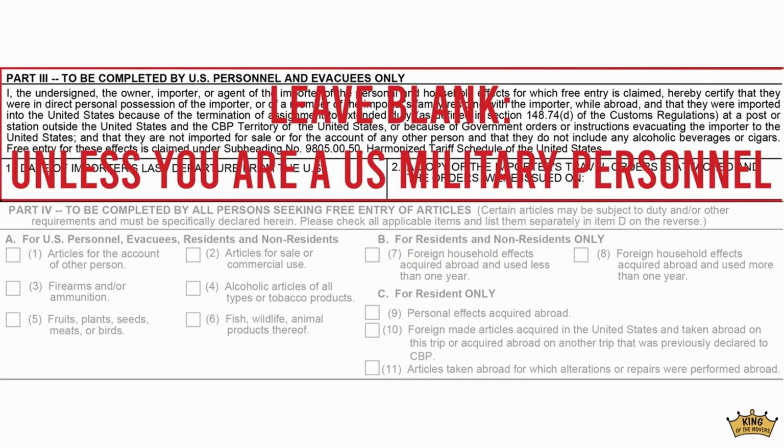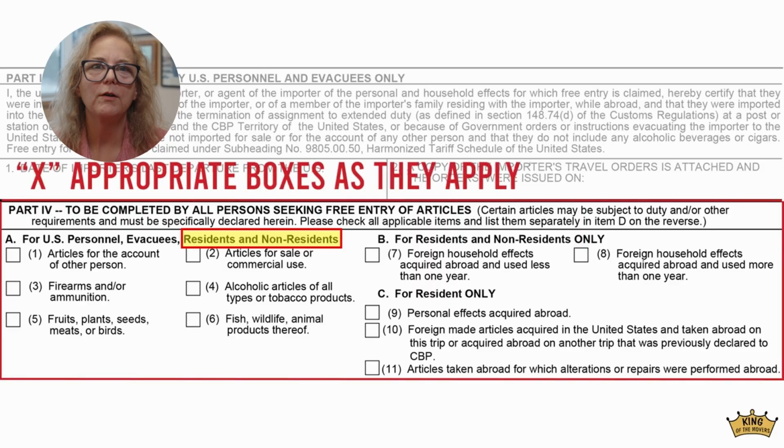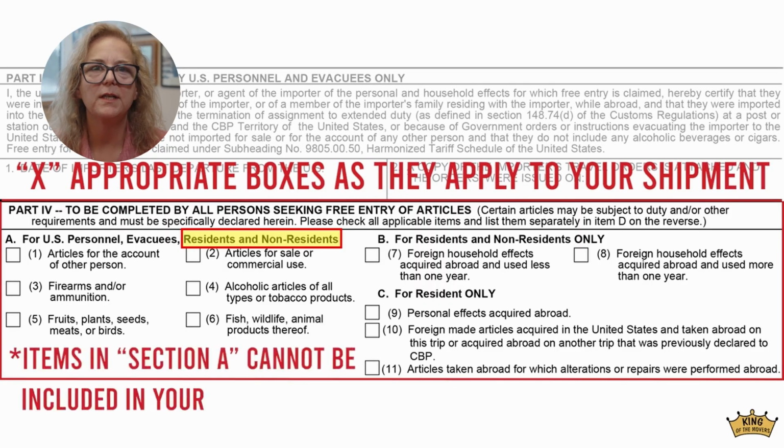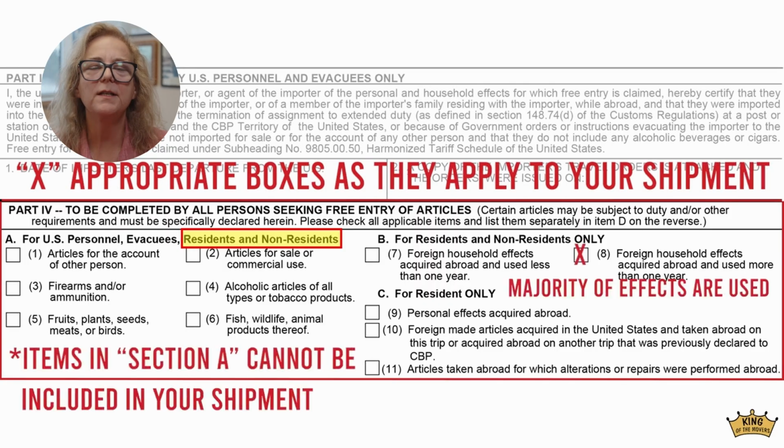In Part 4, you are going to the United States on a work permit status. Therefore, you are considered to be a visitor. You are a non-resident. It's important to put an X in B8 to confirm that your foreign household effects have been acquired abroad, used by you and your family for more than 1 year. It may feel like they've asked the same question a few times. They sort of did. It's just really important to declare that your personal effects and household goods are used.